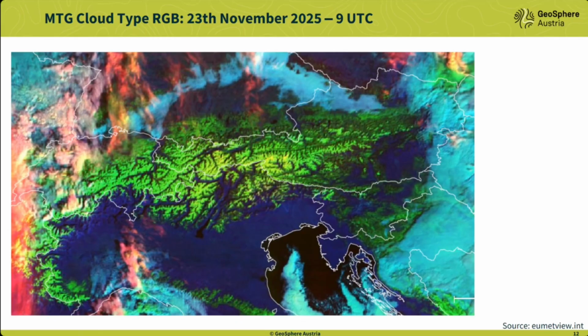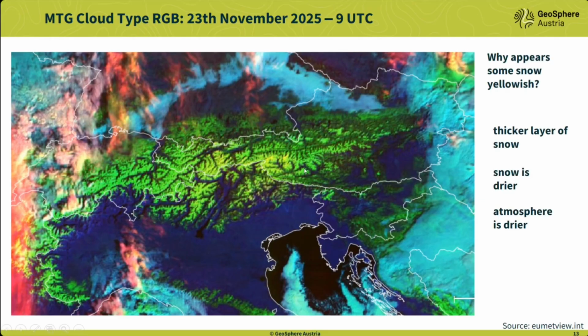If you take a closer look at it, you can see that here on the main ridge you can see some yellow structures, some yellow colors. And now I want to ask you, why does some snow appear yellowish? Do you think it's because it's a thicker layer of snow, because the snow is drier, or because the atmosphere is drier in this location? So please again use the annotation tools. And okay, snow is drier. The atmosphere is drier. Okay, these questions are really nasty today, I have to admit it.